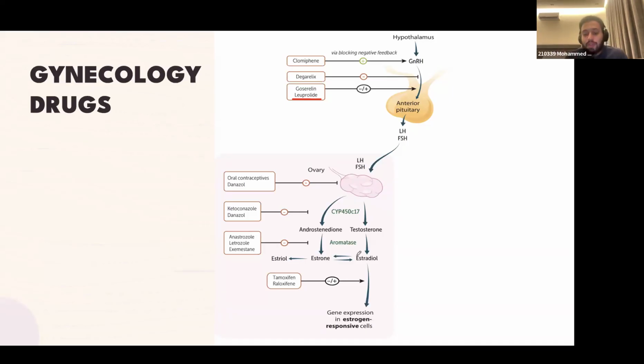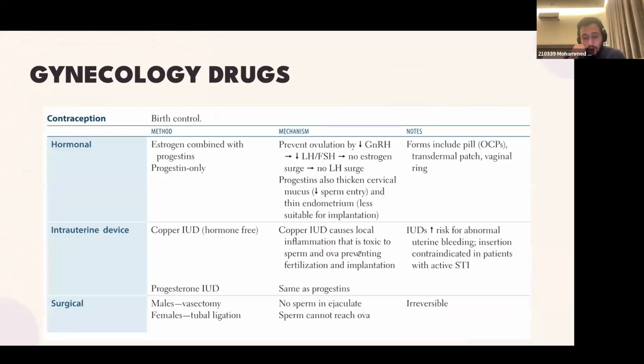Now for the contraceptives. You have drugs, IUDs, implantables, or you also have patches, and then you have surgical. We'll talk about the drugs first. So hormonal, you have estrogen only, or mostly estrogen, actually never estrogen only, estrogen combined with progesterone, which is OCPs. And then you have progestin-only.